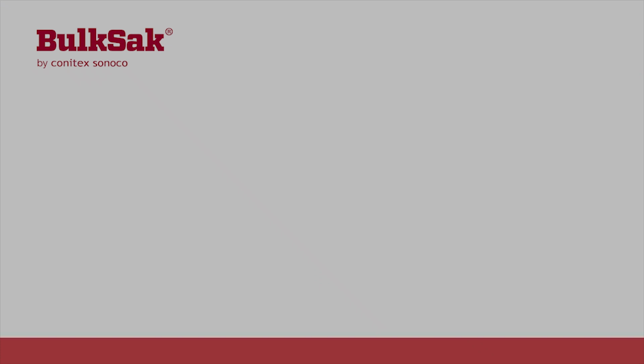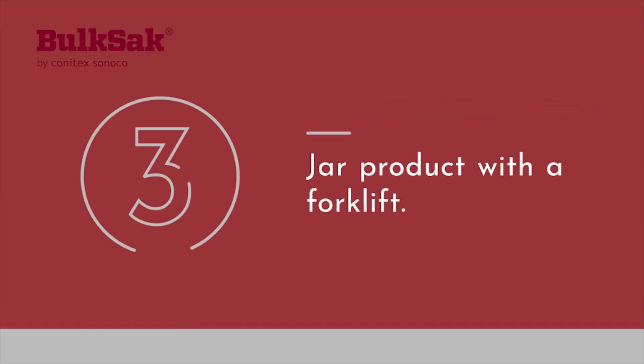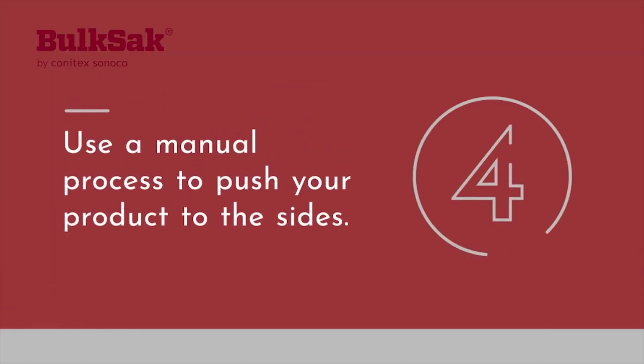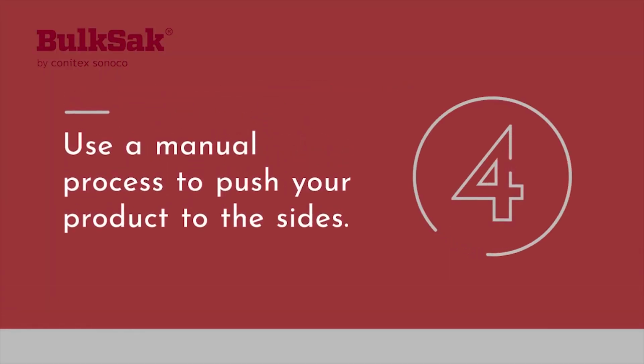Another easy but less efficient method is to take a forklift, move a bag up top, and settle it down on the top to push the product down. Lastly, in the least efficient or worst case scenario, is to remove the spout and manually push the product into the sides.